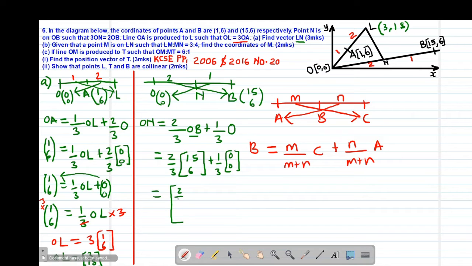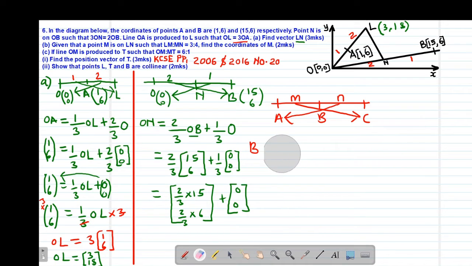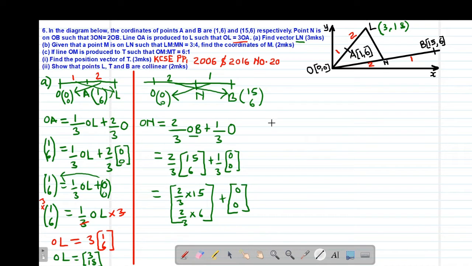So this simply means that I should multiply 2 over 3 with 15. So 2 over 3 multiplied by 15. Then we are also going to have 2 over 3 multiplied by 6. Then you are going to add a third multiplied by 0. You are just going to get 0, 0. Let me create some working space here. So we are going to get the following. So if you take 3 into 15, that is 5 times. So 3 here 1, 3 here 5 times.